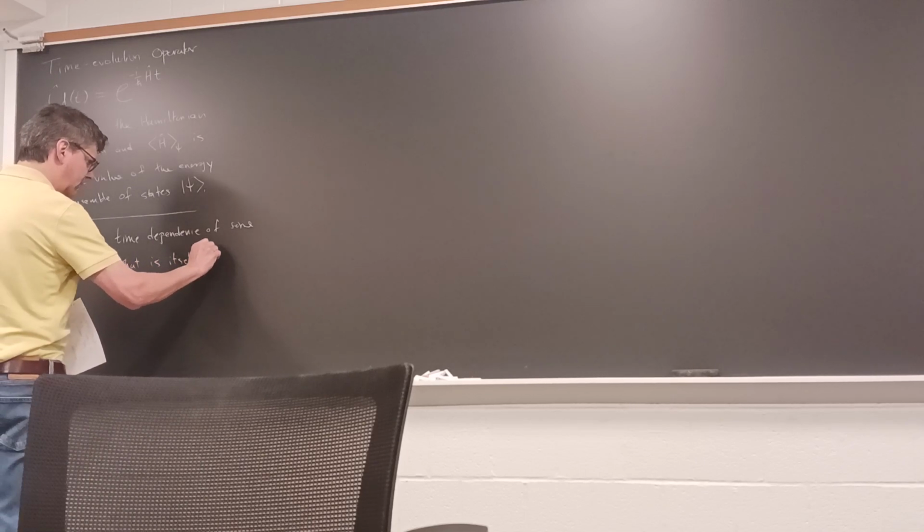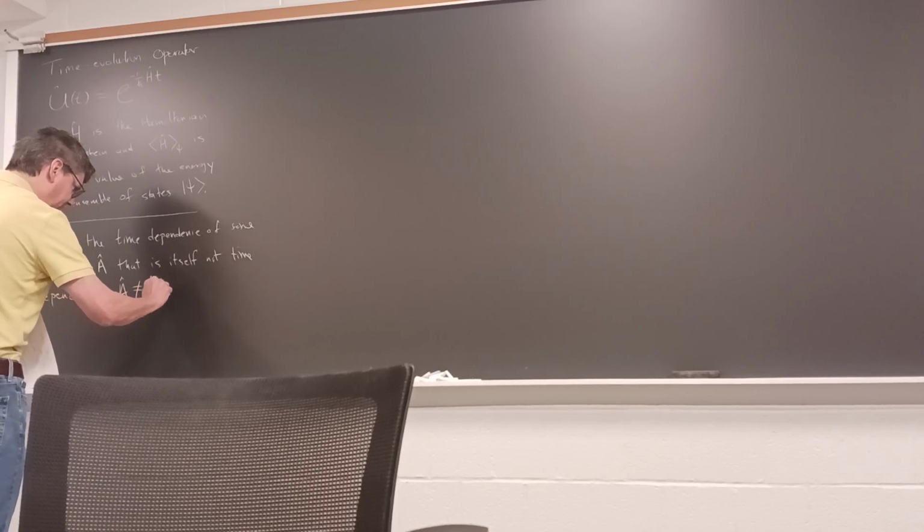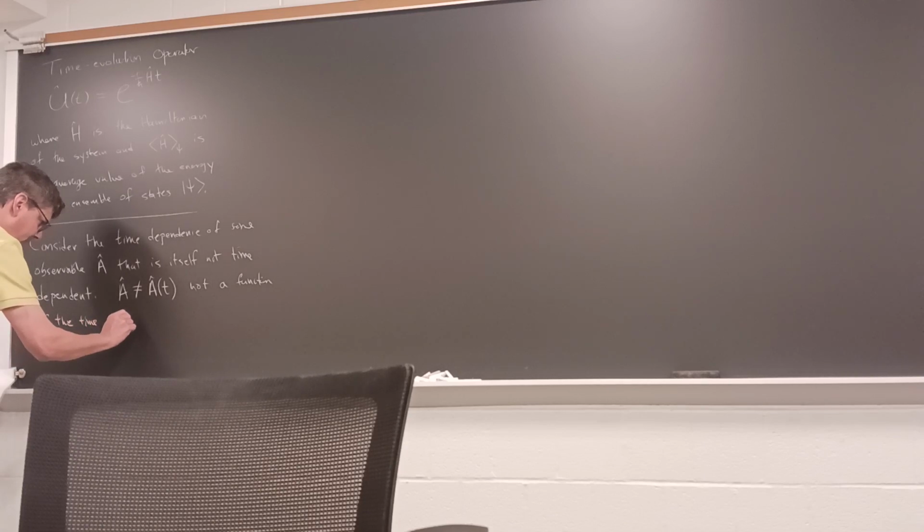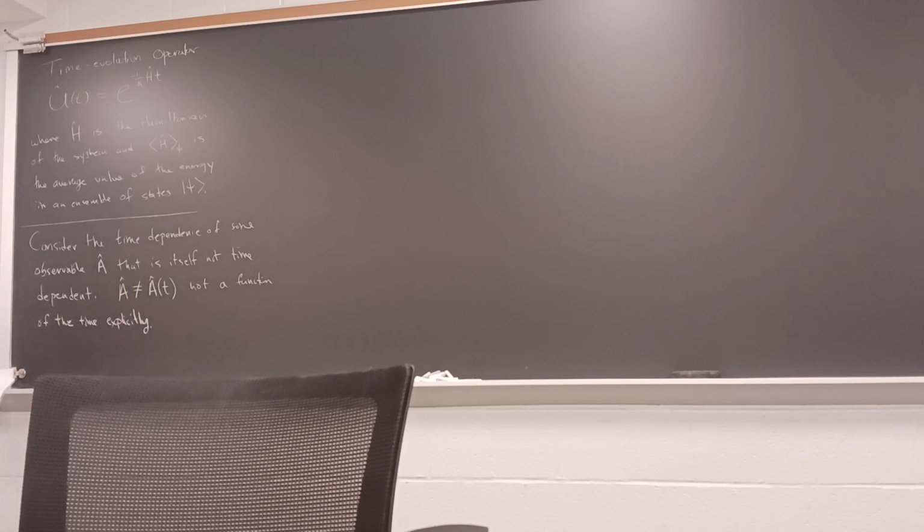look at the time dependence of some observable that is itself not time dependent. So in this case, I mean that A of t is not a function of the time explicitly. Okay, but nonetheless, we can ask what's the time evolution of this observable A in some state?